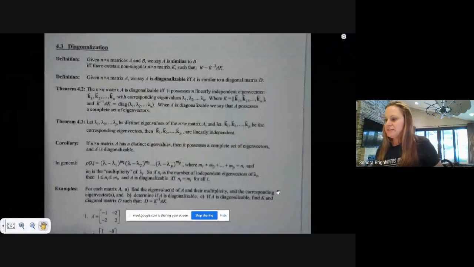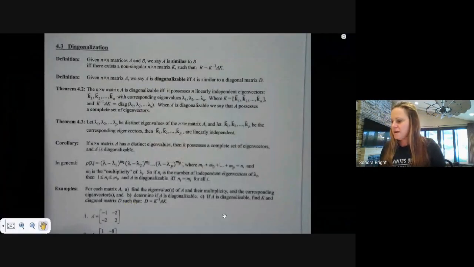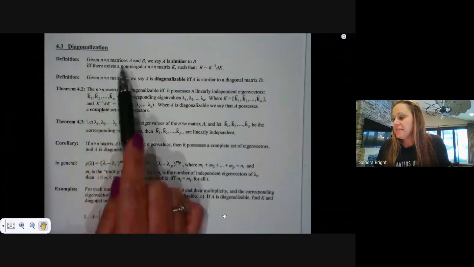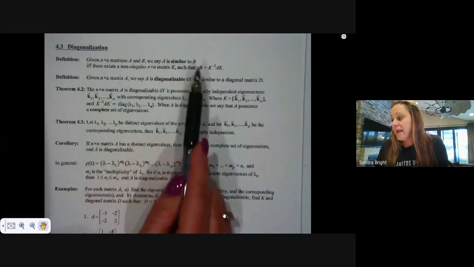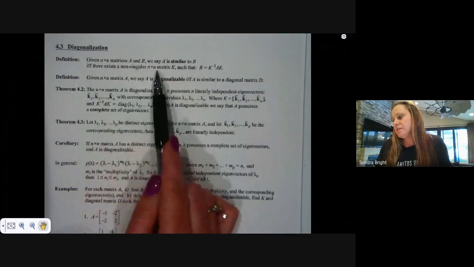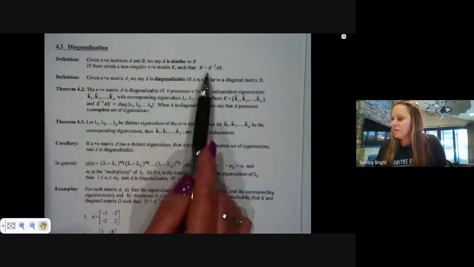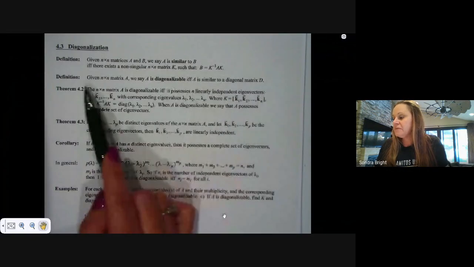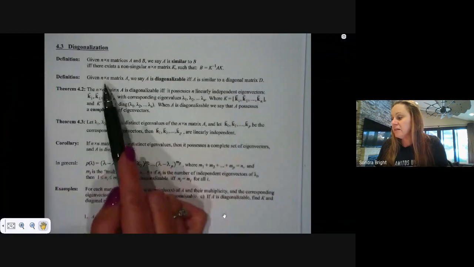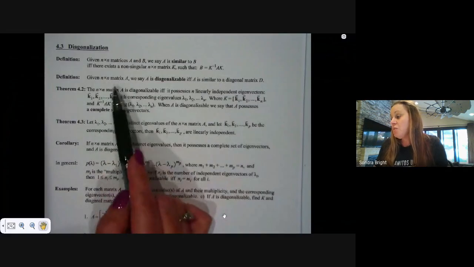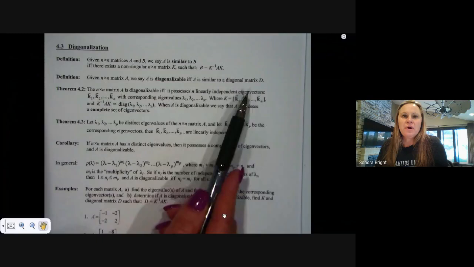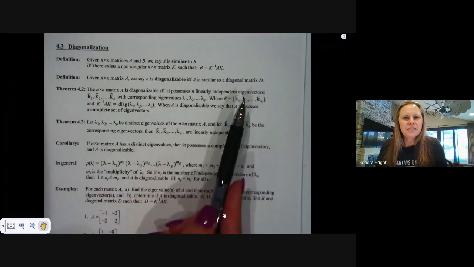So what we did on Friday was I gave you the definition: given n by n matrices A and B, we say A is similar to B if and only if there exists a non-singular n by n matrix K such that B is equal to K inverse times A times K. Another definition: given an n by n matrix A, so these are square matrices, we say that A is diagonalizable if and only if A is similar to a diagonal matrix D. Remember, a diagonal matrix has zeros everywhere except down the diagonal, and they don't all have to be the same number down that diagonal.